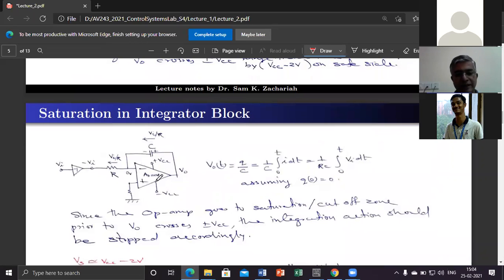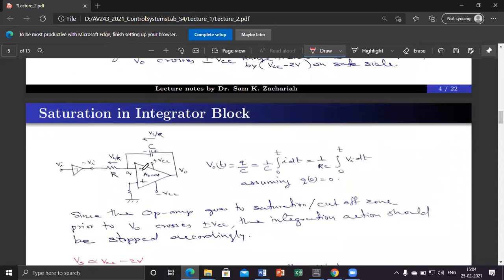Not actually infinity, very large. This will be maintained only if all the active devices inside this op-amp are in the linear zone of their operation. If any of them goes to cutoff or saturation, then this amplifier gain cannot be very large. Ideally, it may go towards zero, because incrementally one of the stages' gain will go to zero, and hence the total incremental gain will also go to zero, and the virtual ground concept will fail. And hence the integration action also will stop.